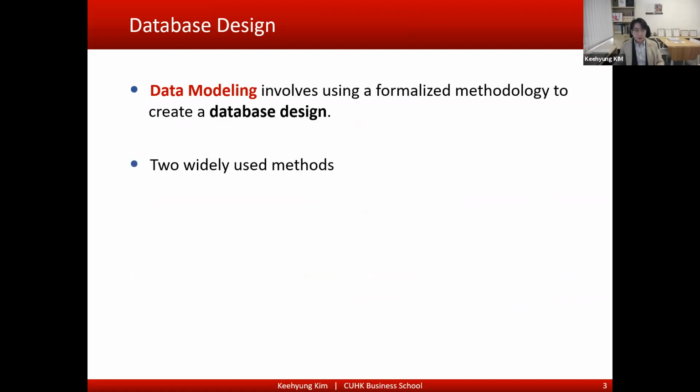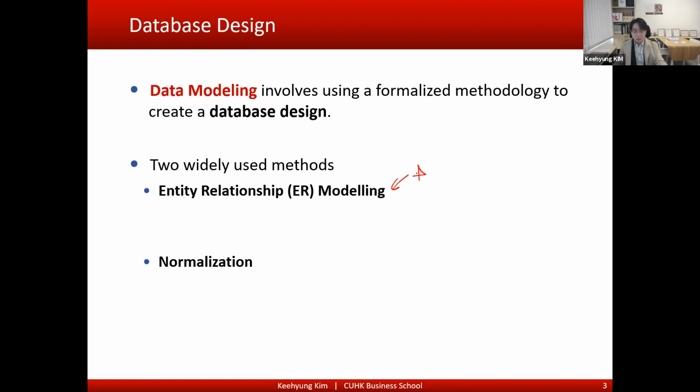Basically, in database systems, we have 2 widely used methods for data modeling. The first one is entity relationship modeling, and the second one is normalization. In our course, we are going to focus on entity relationship modeling. That's the main thing we are going to talk about today. And normalization, we are not going to talk about in today's course because normalization is only used in very specific situations. That's one of the reasons.